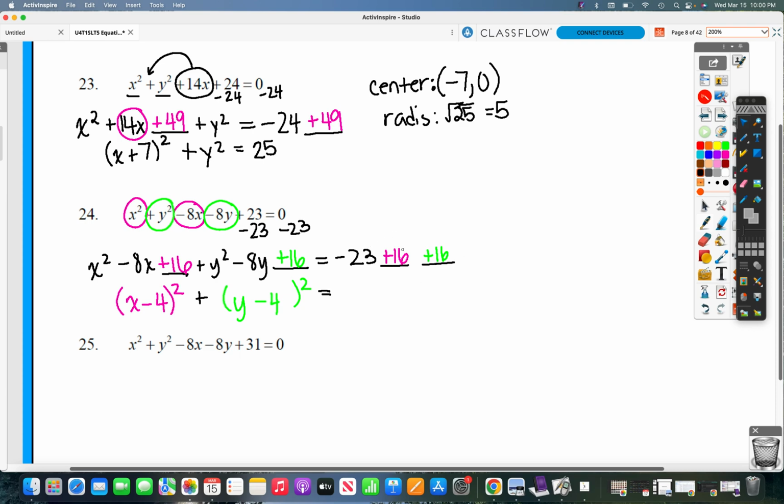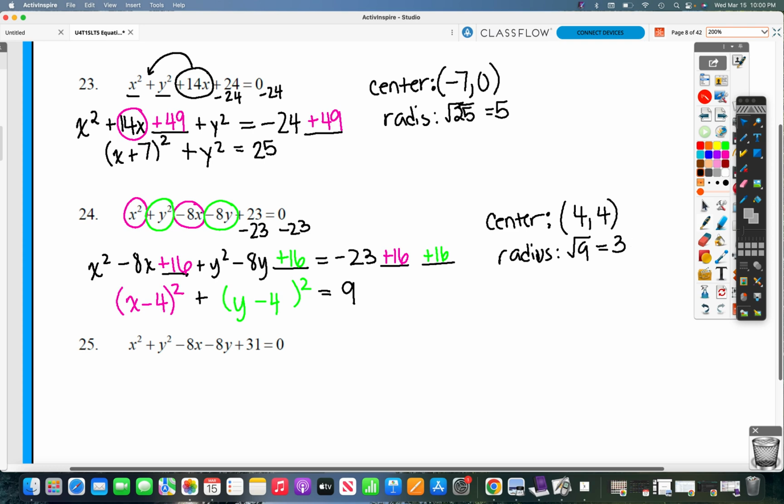So negative 23 plus 16 is negative 7. Negative 7 plus 16 is 9. So now you can see you have a circle equation because you have a perfect square binomial with x's, a perfect square binomial with y's, and then you have the constant on the other side of the equals. So here my center would be at 4, 4, and my radius would be the square root of 9, which is 3. Okay.